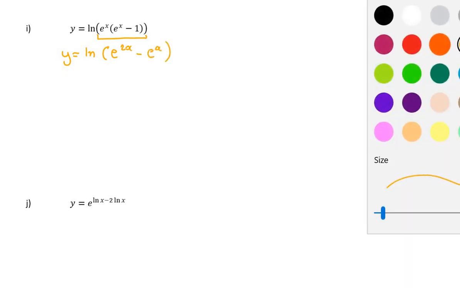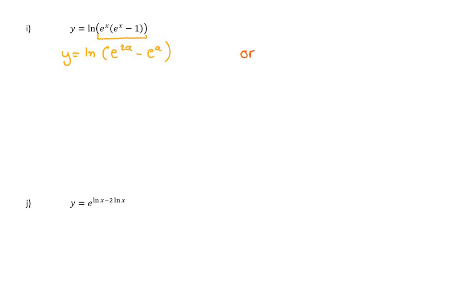Okay, another way to do this as I was looking at it is thinking of this as logging a product. So this is ln of A times B, you know, those are A and B there. So I could then see it as ln e to the x plus ln e to the x minus 1. So those are both perfectly acceptable ways to do it.